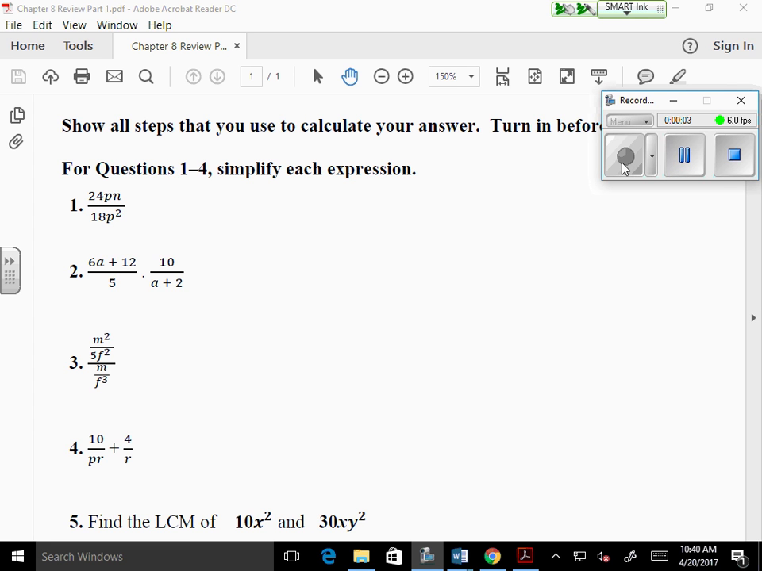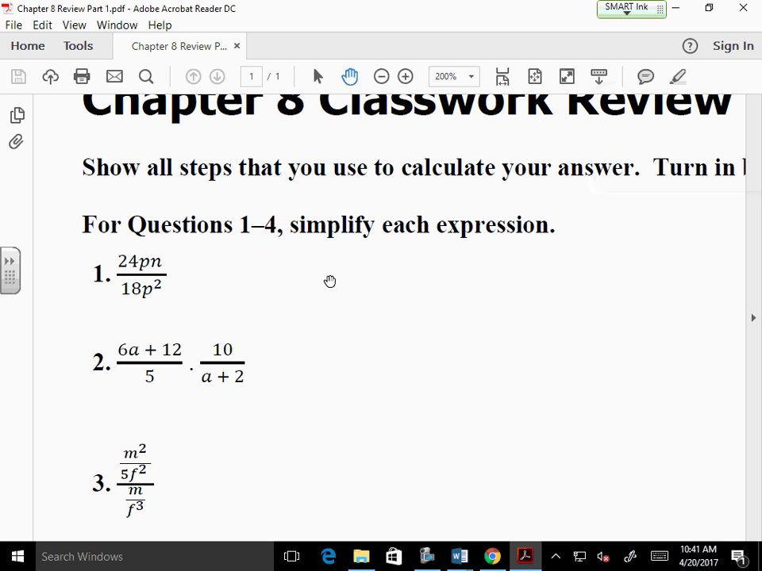Okay, we're going to begin the Chapter 8 review, the two-part review. Part 1, Question 1. We need to simplify. Look at the 18 and the 24.